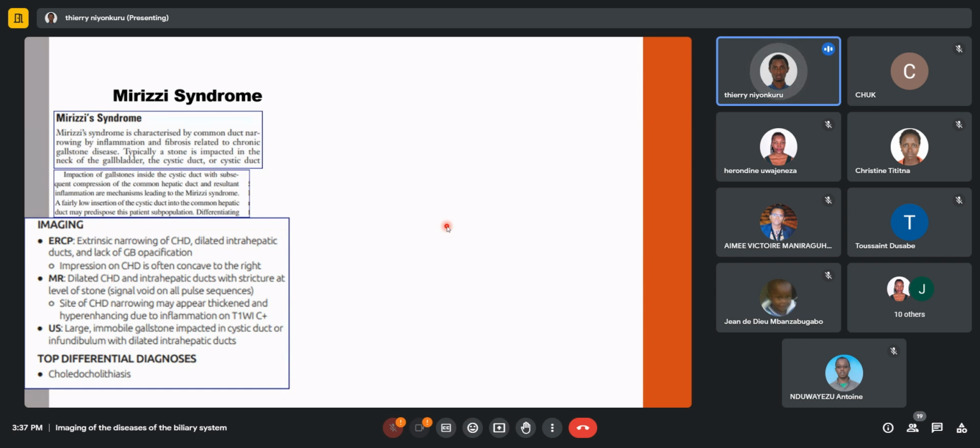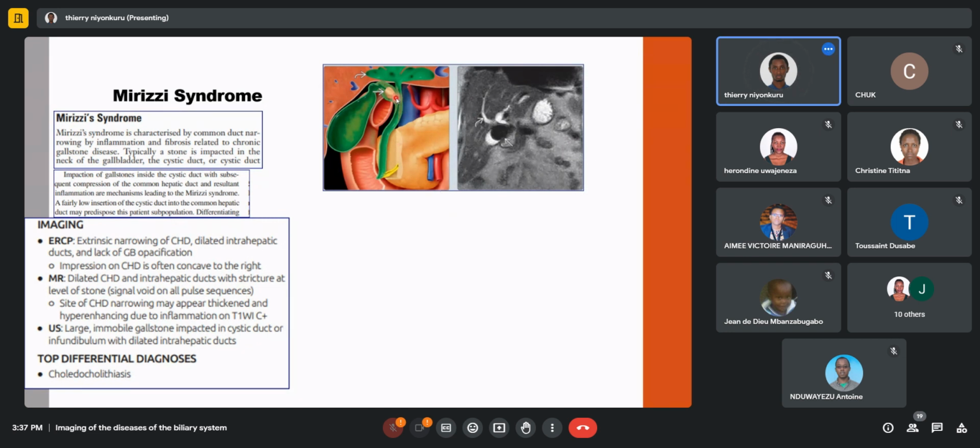And on ultrasound, we see this stone, which is large, immobile, and impacted mainly in the cystic duct. So there are differentials which include choledocholithiasis. This diagram illustrates the stone which is impacted into the cystic duct, and the resultant compression of the lumen of the common hepatic duct, and it causes subsequent proximal dilatation of the intrahepatic duct.